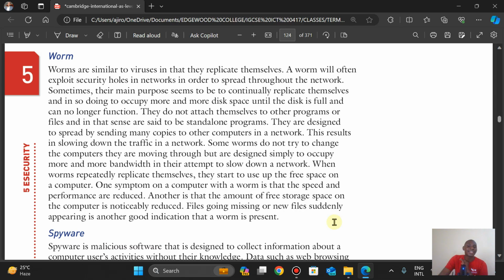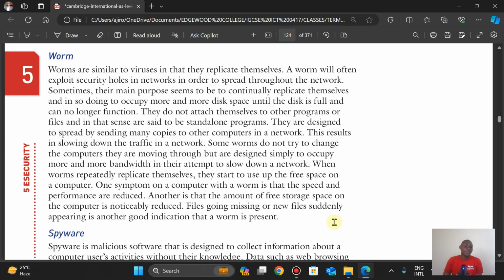They do not attach themselves to other programs, unlike the virus. In that sense, they are said to be a standalone program. They are designed to spread by sending many copies to other computers in the network. This can result in slowing down the traffic in the network. Some do not even try to change the computers they are moving to, but they are designed to occupy more and more bandwidth in their attempt to slow down a network.